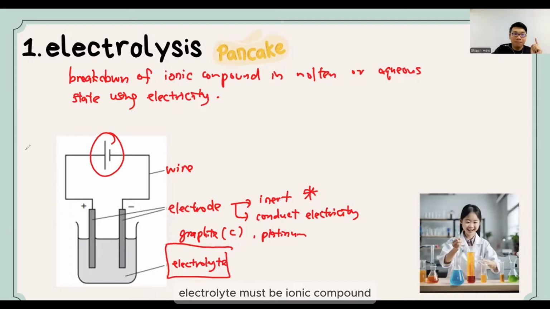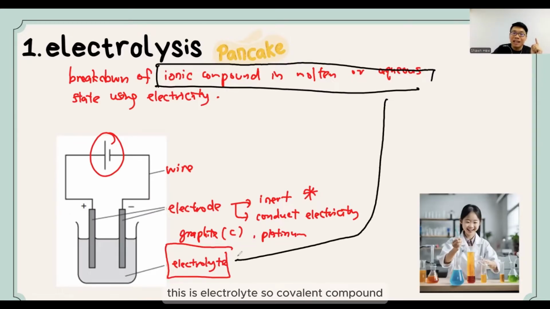Last is the electrolyte. The electrolyte must be an ionic compound that is in molten or aqueous state. This is the electrolyte. So for a covalent compound, we cannot do electrolysis, only ionic compounds.